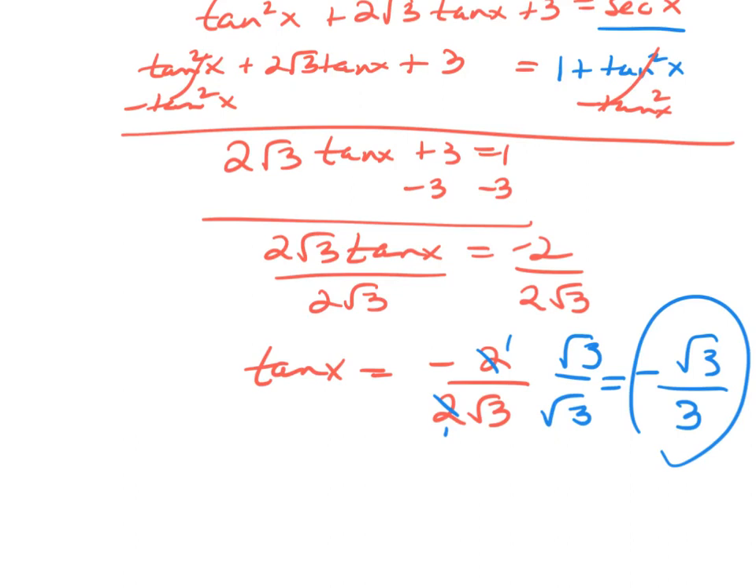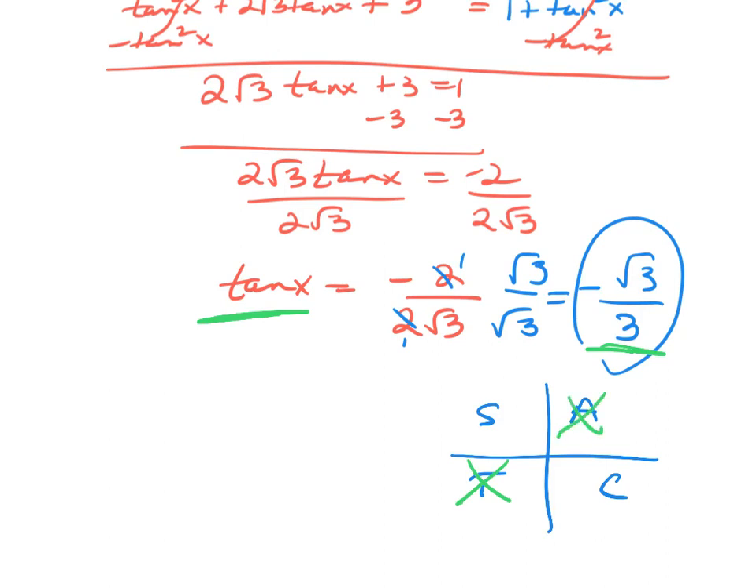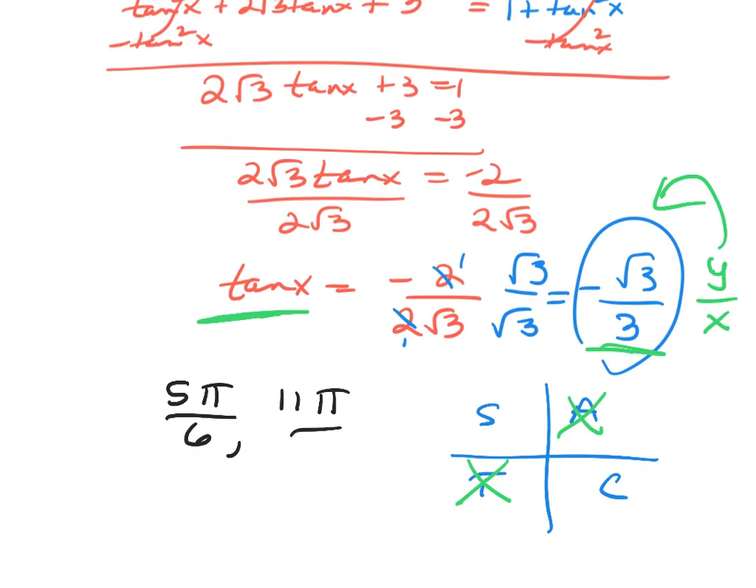So now I'm going to go to my unit circle, and I have to figure out which angle gives me negative root 3 over 3 when I divide y by x. So, and again, you're going to do your All Students Take Calculus. We want tangent to be negative, so get rid of this and this. And then I'm going to look at my unit circle and figure out when I do y divided by x, which one gives me this. And that's going to be 5 pi over 6 and 11 pi over 6.